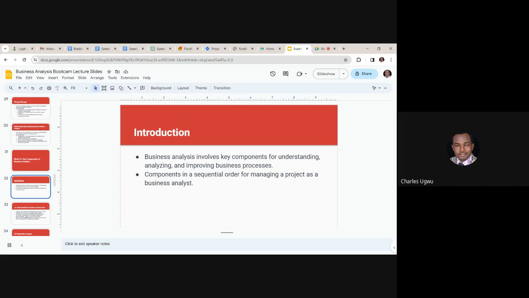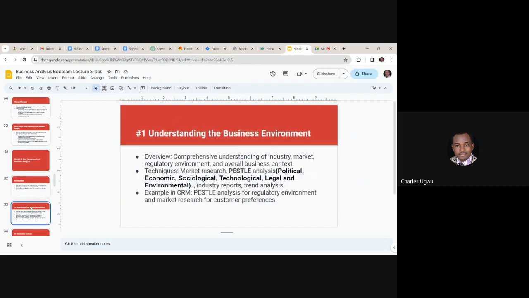That's why, more especially in my own mentoring, this is the way I've been approaching projects. And I always urge everybody, more especially my mentees, to apply this method for you to achieve good results while managing a project as a business analyst. So the first thing you need to do is to understand the business environment.